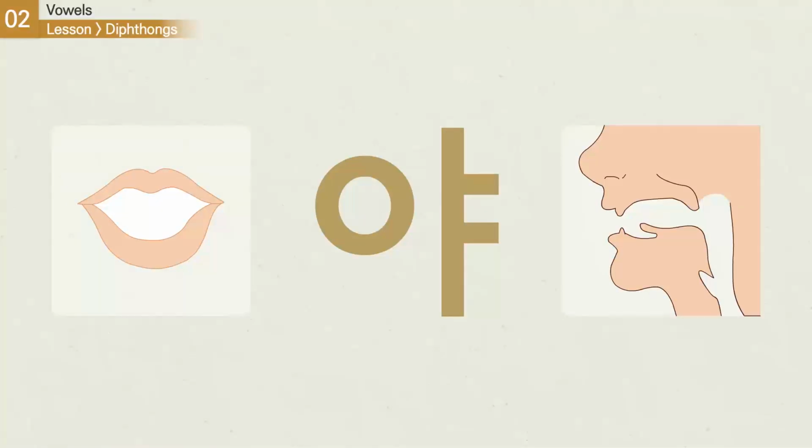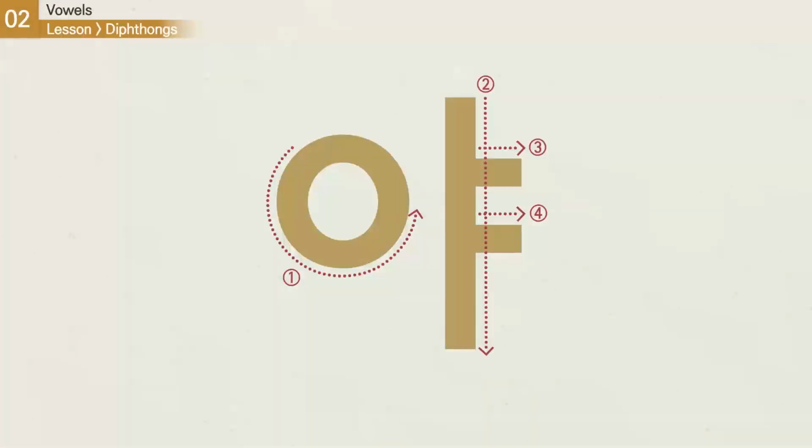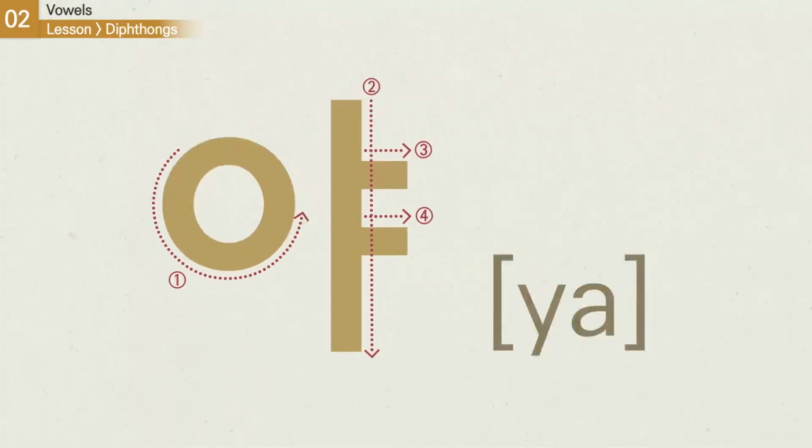Unlike with single vowels, for Korean diphthongs, you have to change the shape of your lips or the position of your tongue in the middle of pronouncing them, changing the sound. For instance, ya, also written as ya, is pronounced ya. Imagine that you are trying to say e and a very fast. Be sure not to pause in between pronouncing the two sounds. Repeat after me. Ya.